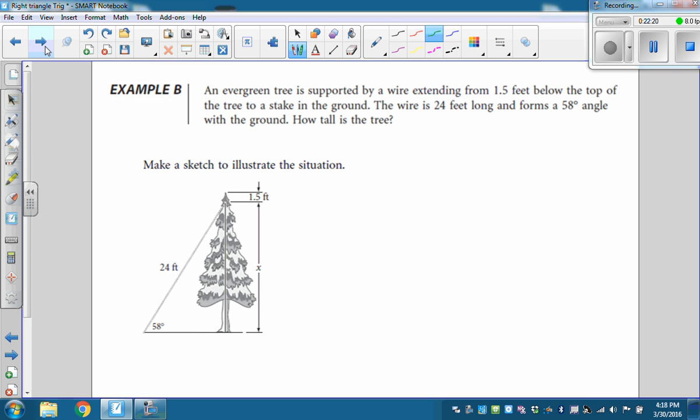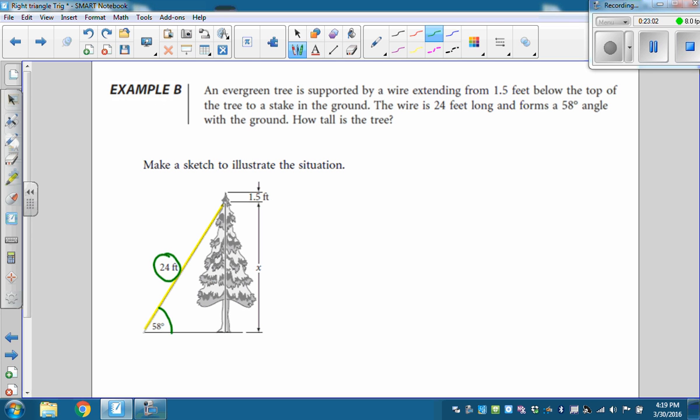Okay, this is the last problem. Here, an evergreen tree is supported by a wire. So the wire's right here. That's what that is, extending from 1.5 feet below the top of the tree to a stake at the ground. The wire is 24 feet long, so that's why they have the 24 there. And it forms a 58-degree angle with the ground, so the 58 is here. How tall is the tree?